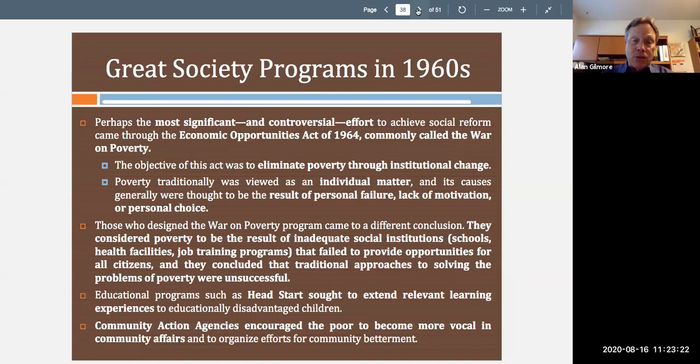This was where things like Head Start came into effect, and also community action agencies. If you live in Fresno, you may be familiar with the Economic Opportunity Commission, or what's called EOC. That's a community action agency. In Madera, there's the Madera area... I'm sorry, I can't remember right now. Anyway, many communities have these community action agencies that really are there to help support the community in a variety of different ways.